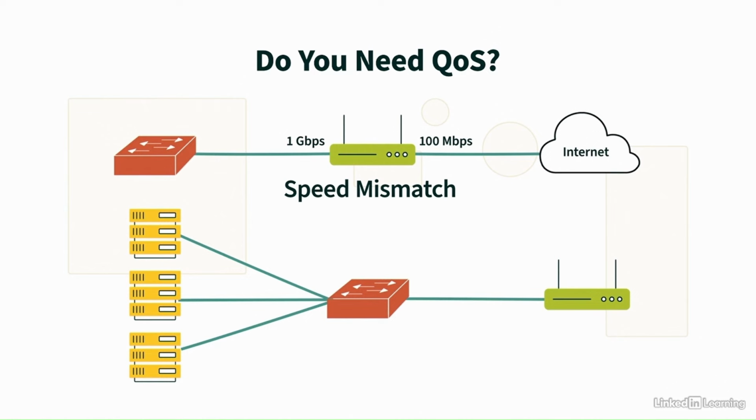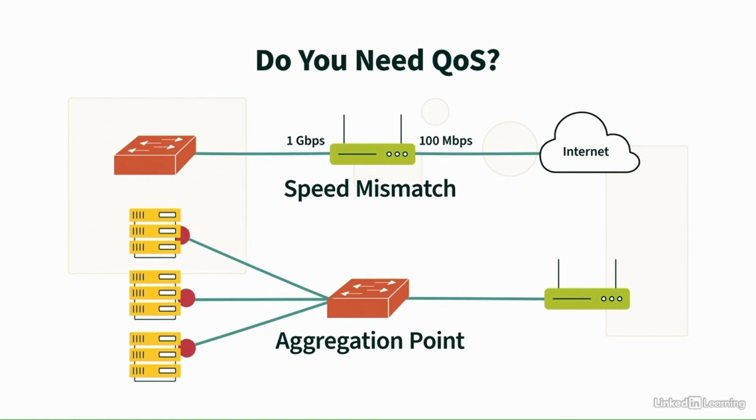Another instance that could cause congestion is having an aggregation point. In the bottom topology that you see on screen, all of the links run at 1 gigabit per second. However, we have 3 servers, each of which is sending traffic into the switch at a rate of 1 gigabit per second. So the switch is receiving a total of 3 gigabits per second, but as it sends that traffic out to the router, it can only do that at a 1 gigabit per second rate. And because the switch is acting as that aggregation point, traffic going from the switch to the router is experiencing congestion. It's times like these that QoS can help us out.